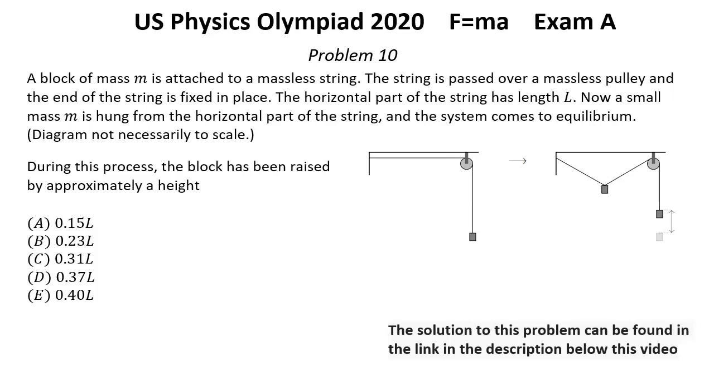Hence, the horizontal section of string, originally of length L, becomes two tilted sections, each with a length L over square root of 3. The change in length is L multiplied by 2 over square root of 3 minus 1, which is approximately 0.15 L, which is equal to the increase in height of the block. That was answer A, and that was the solution for problem number 10.